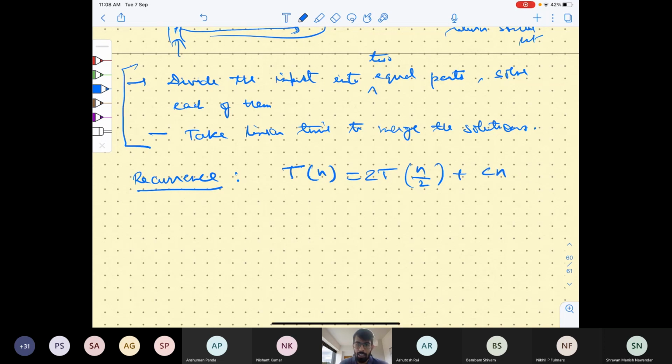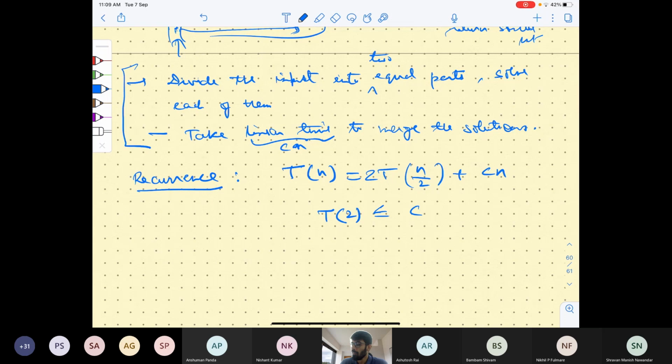Suppose linear time it takes. Suppose it takes Cn time to solve this. And let's say that T of 2 is less than or equal to C.